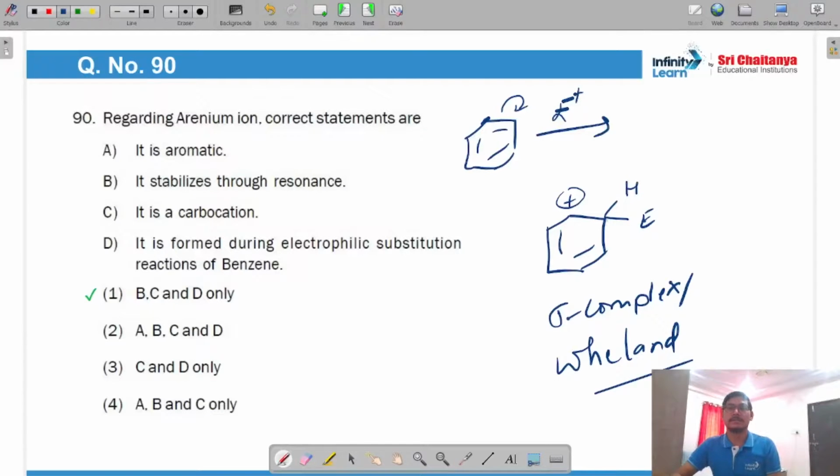So basically, there is an sp3 hybridized carbon atom. It is resonance stabilized. You can see there are 2 pi bonds and a positive charge. But because of the sp3 carbon, the conjugation is broken, right? The resonance is broken. We cannot have a ring current. So this is not aromatic, okay? So regarding the arenium ion, the correct statements are, it is aromatic. No, it is stabilized by resonance. Correct. It's a carbocation, of course. And it is formed during electrophilic substitution reaction of benzene. That is also correct. So B, C, D are correct.